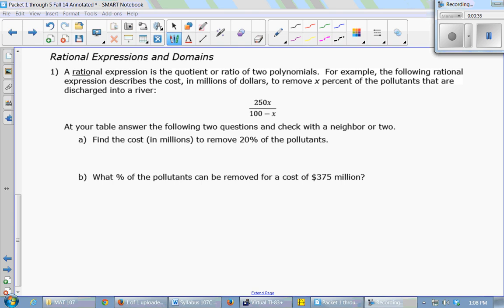Switch your table, take a couple of minutes, do it on your own first and then check with a neighbor. I want you to use that expression to find the cost to remove 20% of pollutants, and then say what percent can be removed if we're willing to spend $375 million. So find the cost in millions to remove 20% of the pollutant. What do people come up with?